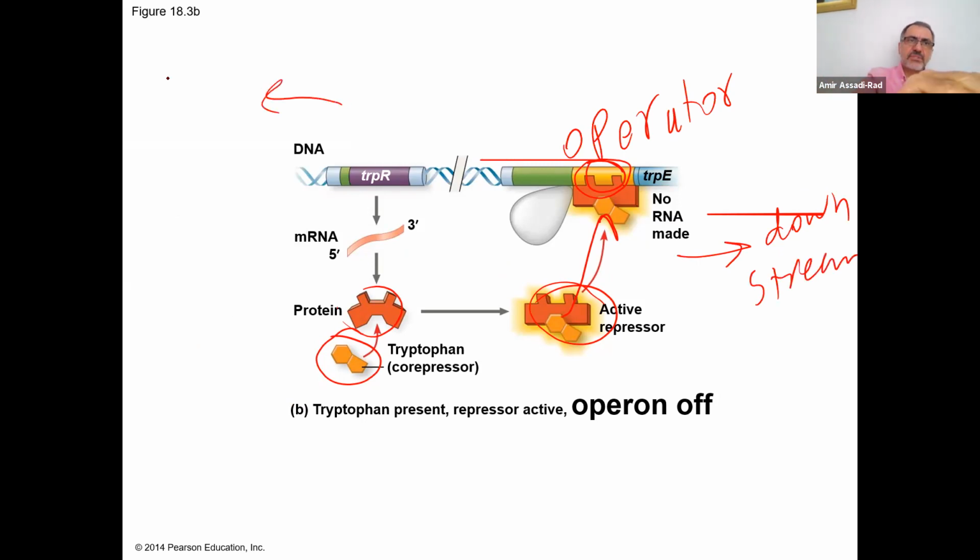This is upstream. So be familiar with those terminologies a little bit. You cannot go downstream.